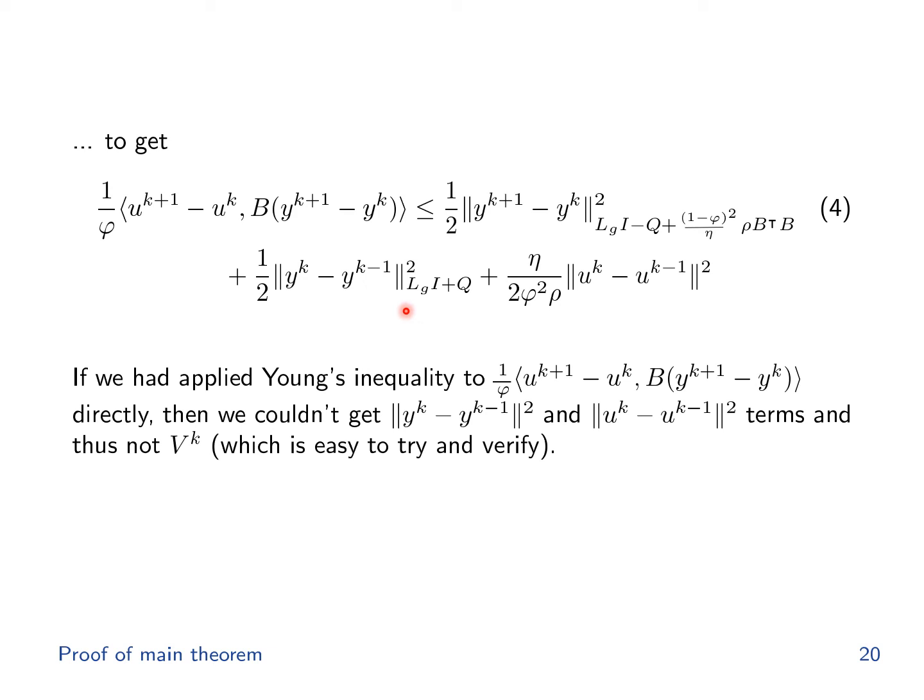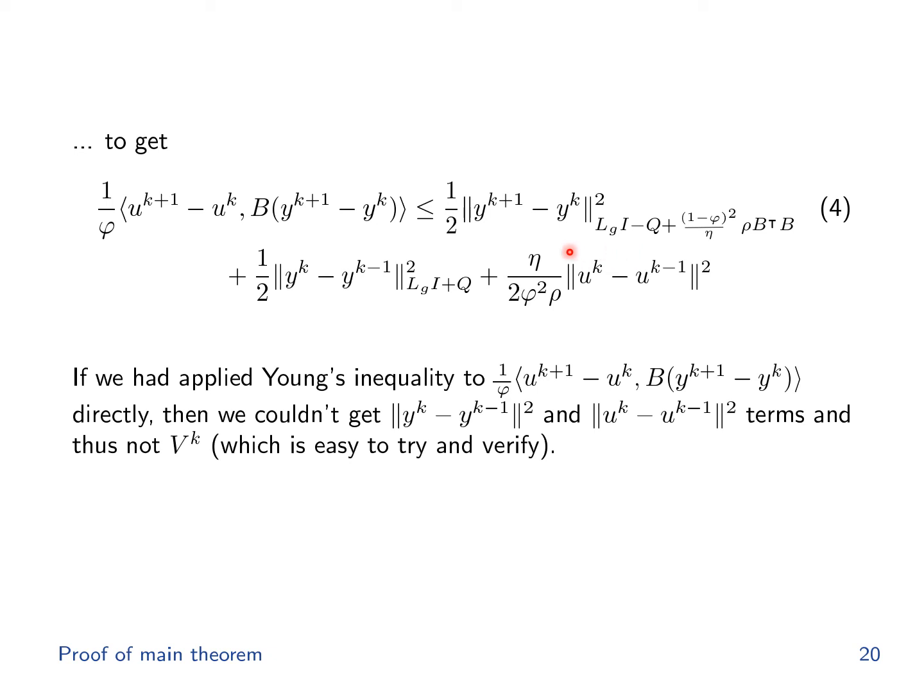minus 1. The second term is non-negative because the matrix is positive semi-definite. The last term is also non-negative. However, the first term is undecided because it's unclear whether this matrix is positive semi-definite or not. If it is negative definite and yk plus 1 is different from yk, then this term is actually negative. We write it like this only to save space.